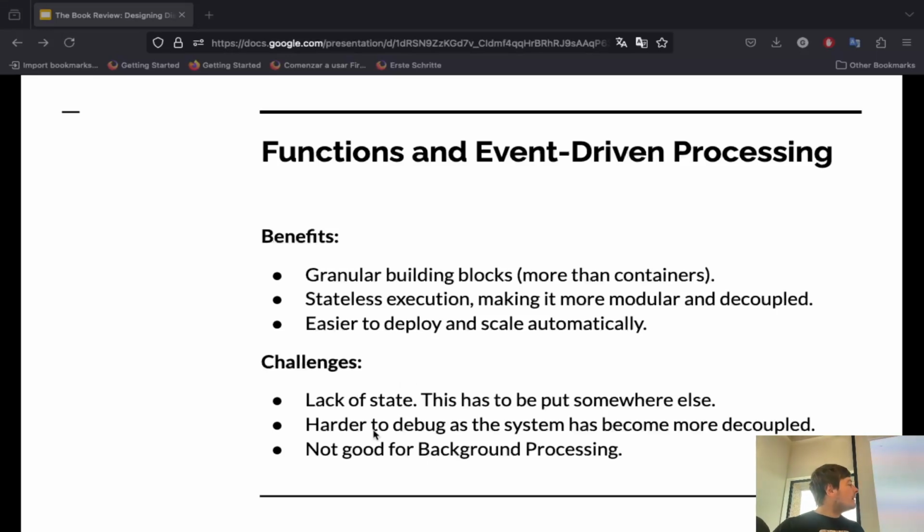Also, one of the challenges with harder to debug is that maybe we have a function called A that calls another function called B. Then function B calls function C, and function C calls function A again, creating a loop. This could happen depending on which teams maintain these different functions, so that could also be hard to spot. It is something that has to be taken into account when designing or using functions.